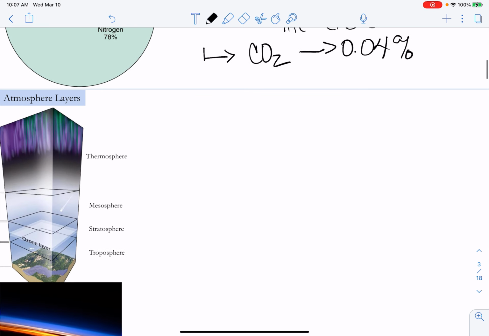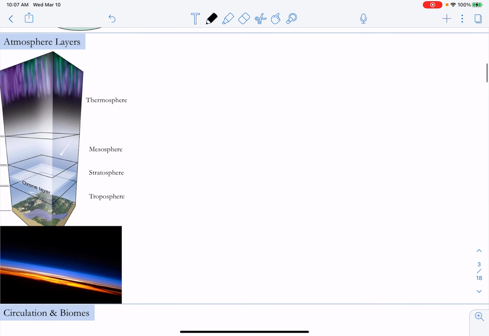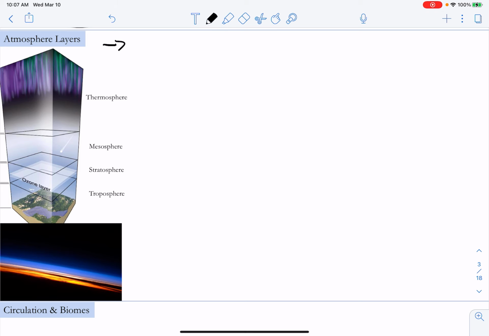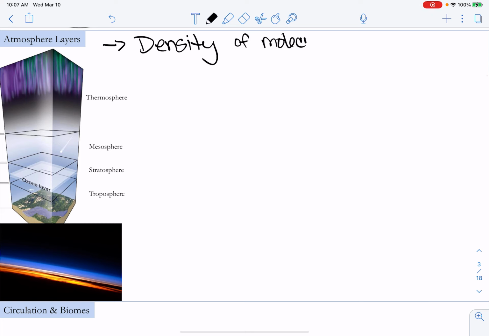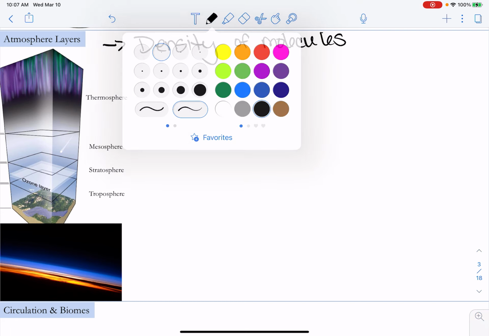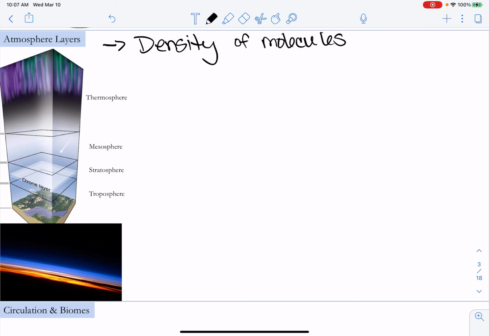So we actually divide our atmosphere into 4 different layers. And this is based on the density of molecules and other features as well. So we'll talk about the different, I'm going to make this smaller. We'll talk about the different parts that are defining for each of our layers.